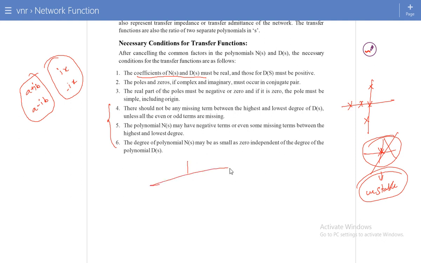So either in the denominator or in the numerator, it can be 1. Means s power 0 terms can also be present. Even though in the denominator we have s power 6 or s power 5, in the numerator it can be s power 0 or s power 5, anything. In a driving point function, the degrees of the numerator and the denominator should differ by either 0 or 1, but in a transfer function it can be any value.